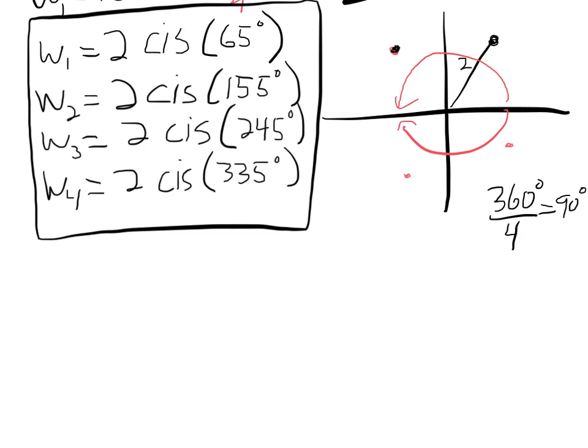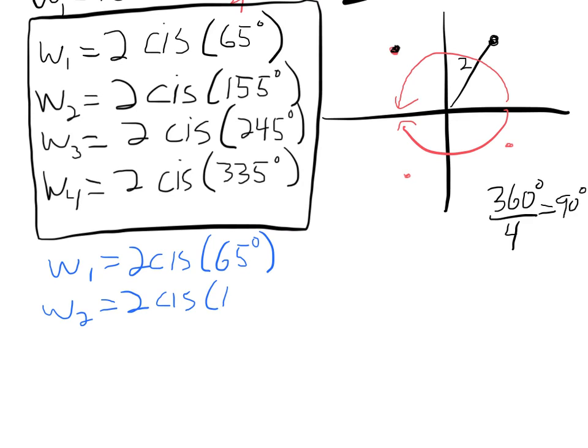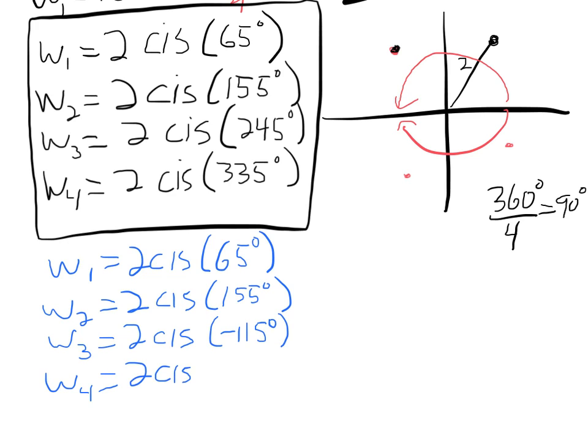So in that case, W1 would be the same, 65 degrees. W2 would be the same, because 155 is not more than 180 yet. W3, if you subtract 245 minus 360, you get negative 115 degrees. And W4, 2 CIS, if you take 335 minus 360, you get negative 25 degrees. So these mean the same thing, as far as if you convert these back to the A plus BI form, it's the exact same number.